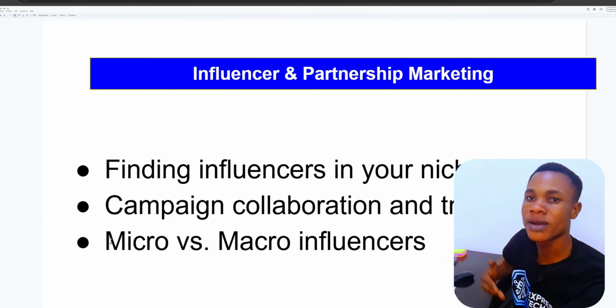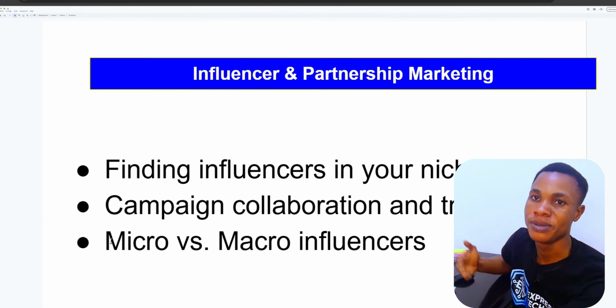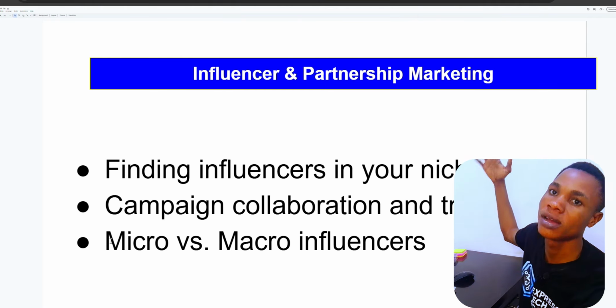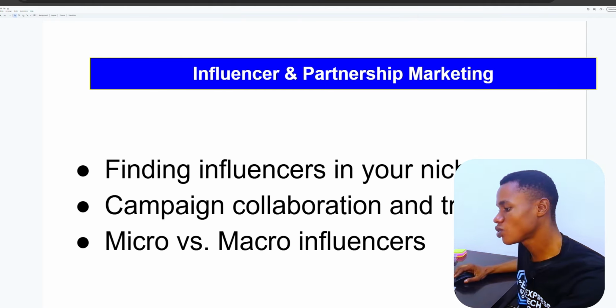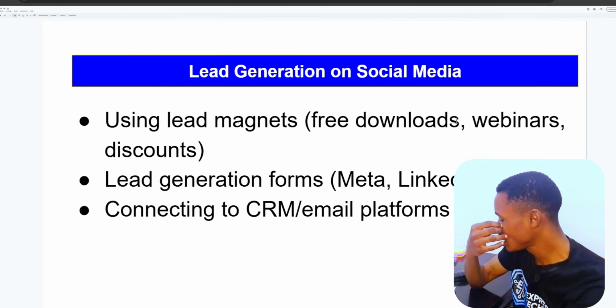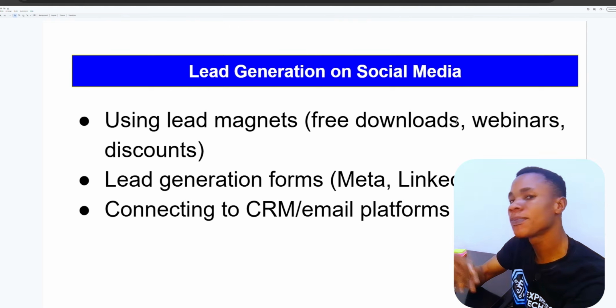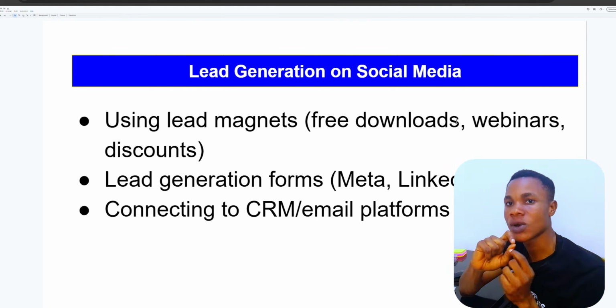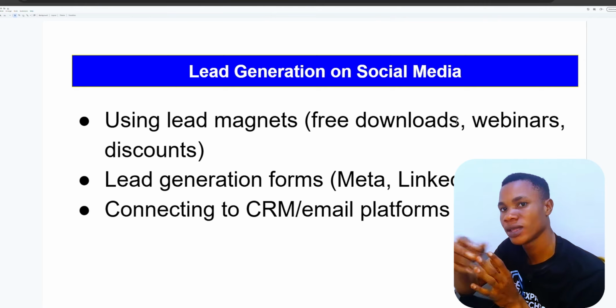So micro is just people who have lower followers, like 100 followers, 100,000 followers, 200,000. Then macro is people who have millions. All right, so you just have to select that. So you can use a lead magnet, like a free download. Now, when you are collecting people's email, or you are doing marketing, I always advise this: always give something for free. See, this is a strategy that will work for you.